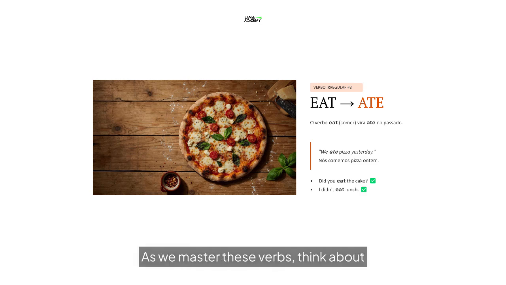As we master these verbs, think about how they enrich your storytelling. Instead of just recounting facts, using verbs like ate allows you to share experiences that create vivid imagery in your listener's mind. Imagine telling a friend, "I ate sushi last week," or "Last Saturday, we ate at a new restaurant." These details add flavor to your conversations.